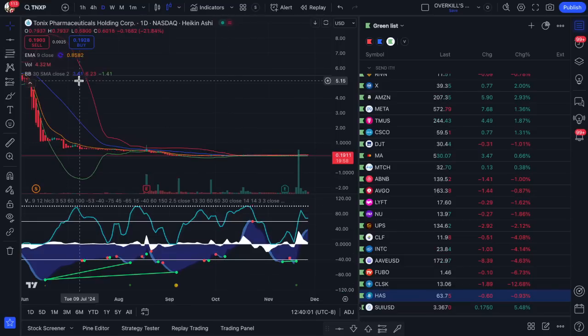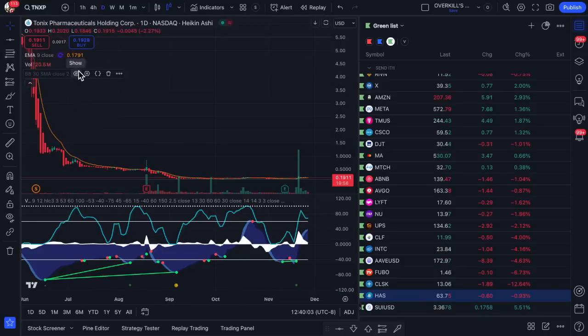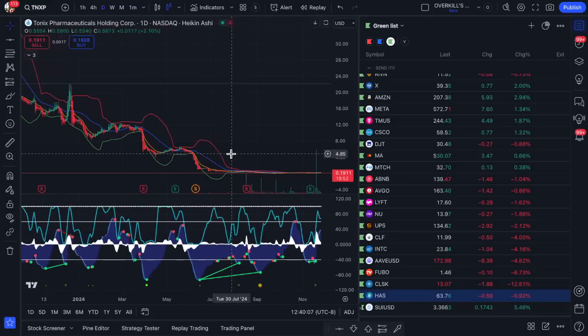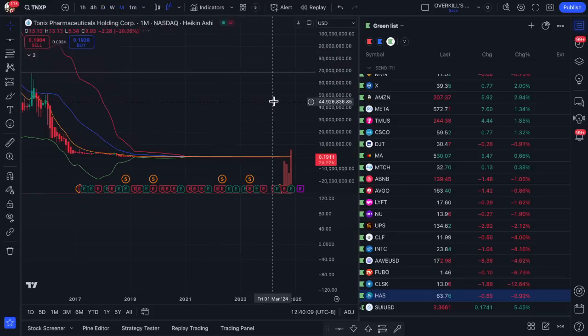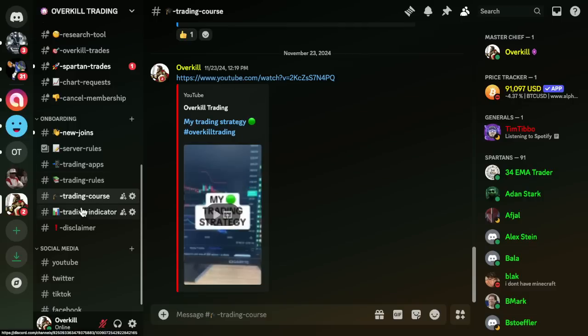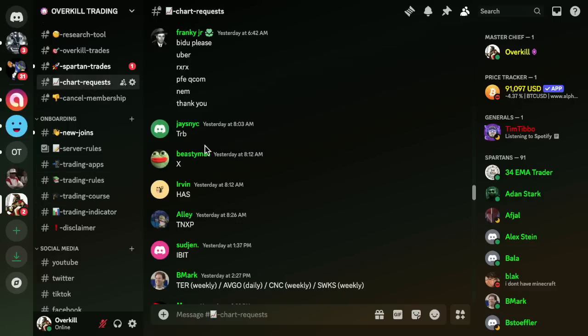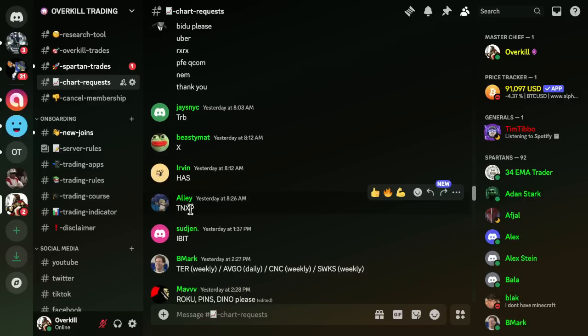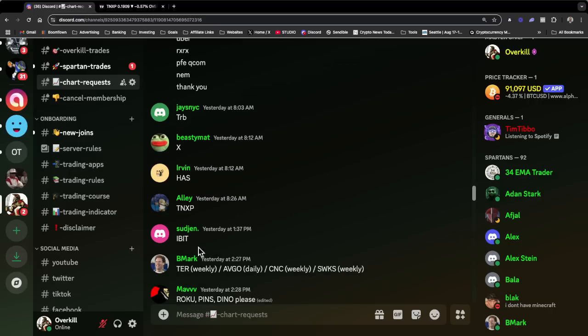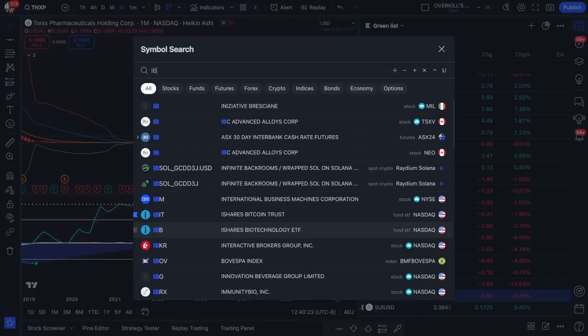TNXP. This one, I need to take away the Bollinger Bands here. Can't see it. So this one just looks like it's an absolute rug pull. Not much I can tell you here, except for the fact that the daily candle is red. Penny stocks aren't my thing, guys. I do not encourage investing in penny stocks. Was that TNXP? Yeah, I don't want that one. IBIT.